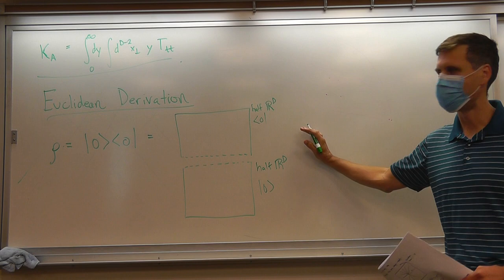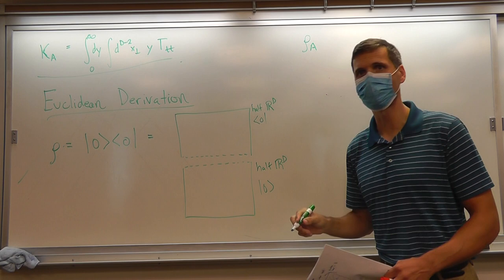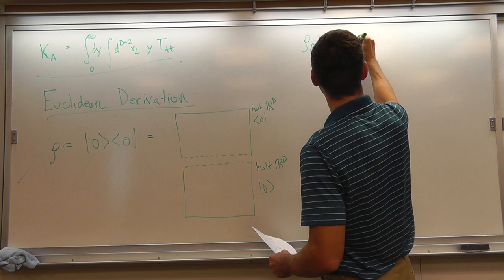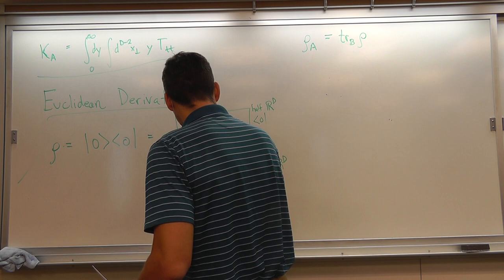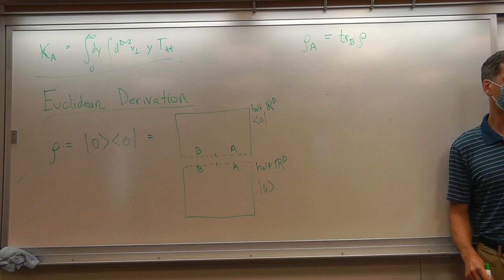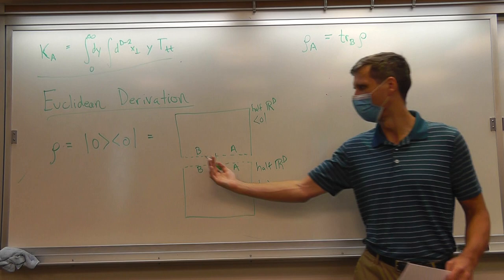Now we want to go to our definition. So our goal is to calculate the reduced density matrix rho A. And we're just going to go straight to the definition. This is the trace over B of rho. On this picture, A and B correspond to this part of the picture, because those cuts there, that's space. And we divided space into two regions, A and B.